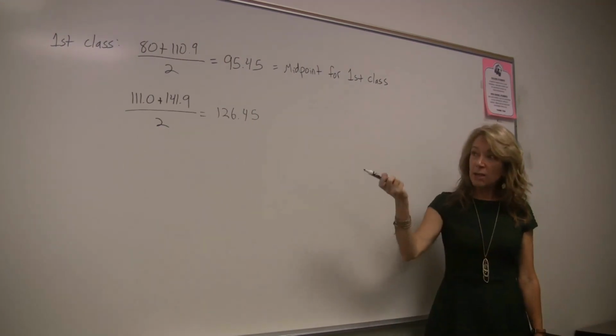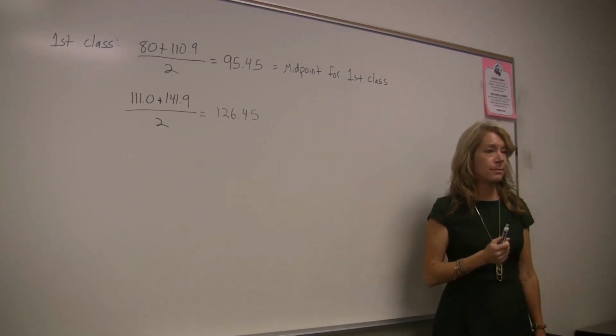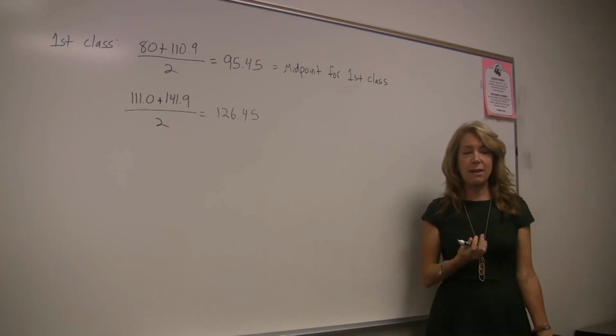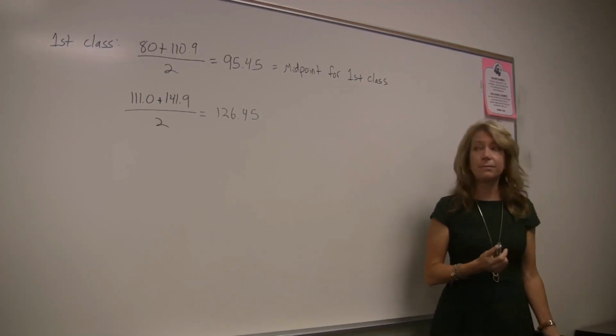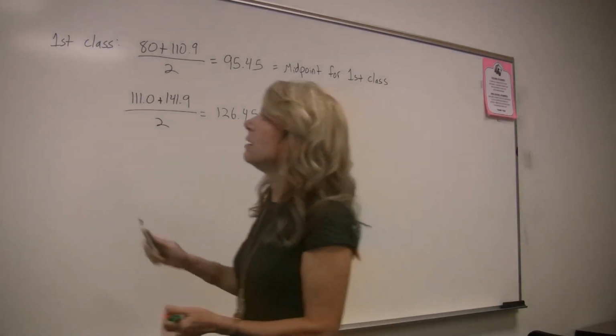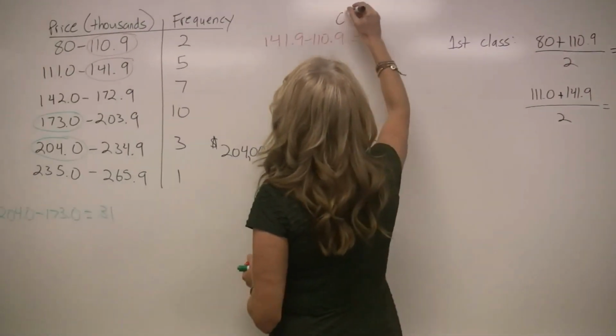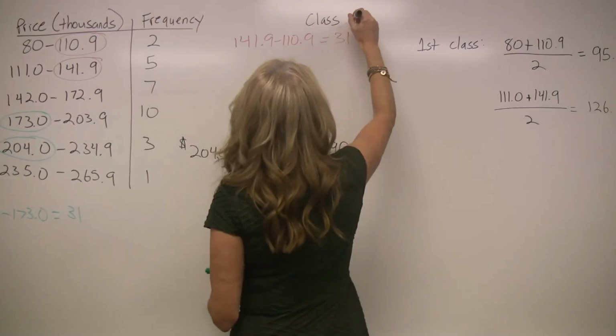Now technically we could do that 4 more times. I have faith that you could all do that 4 more times. But I don't want to do it 4 more times. You know this class width that we found earlier? That I didn't label?